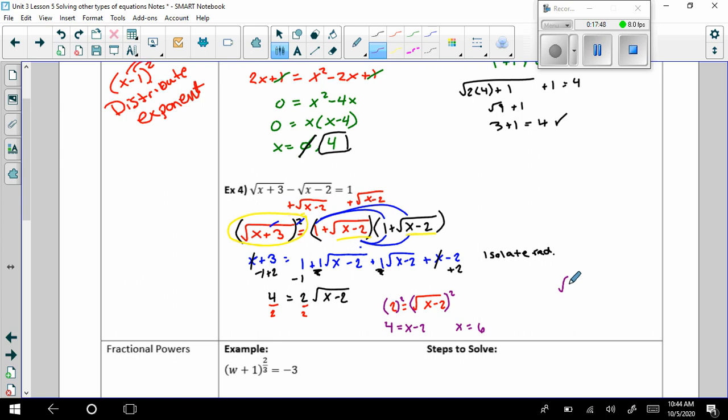All right, so I have the square root of 6 plus 3 minus the square root of 6 minus 2 should equal 1. Well, 6 plus 3 is 9. The square root of 9 is 3. 6 minus 2 is 4. The square root of 4 is 2. 3 minus 2 is 1, so that checks out. But if you do not check it and it doesn't check out, you do lose points, so make sure you're doing that.